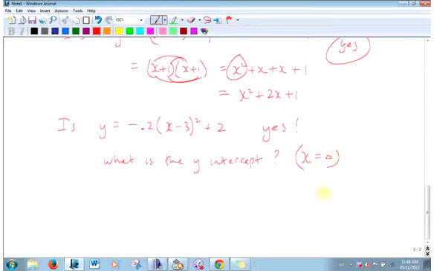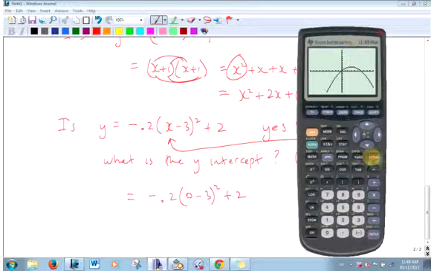Always, always, always. So what can I do? How can I find that algebraically? If I know x is 0, I'm going to substitute it right in there. 0 minus 3 squared plus 2. That's a bit of work, but hey, don't I have a nice little tool here? What is negative 0.2 times (0 minus 3) squared? 0 minus 3 is just minus 3 squared. That's going to be 9, but you know what? Just plug it in. My y-intercept is 0.2.